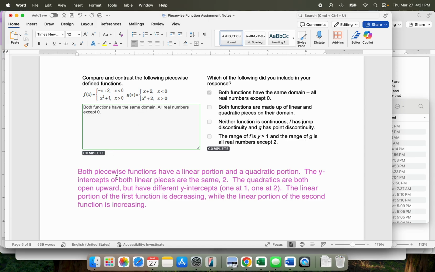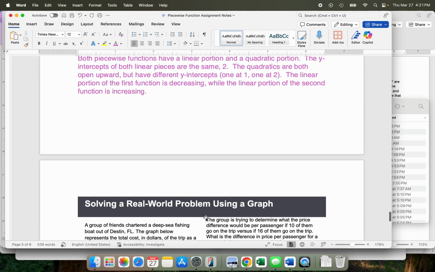The y-intercepts of both linear pieces are the same at 2, and the quadratics both point upwards since the x squared is positive on both. But they have different y-intercepts, where one is at 1 and the other is at 2, so that's where they would differ. The linear portion of the first function is decreasing, while the linear portion of the second function is increasing. And so you would just select whichever ones of these you use to fit your response.